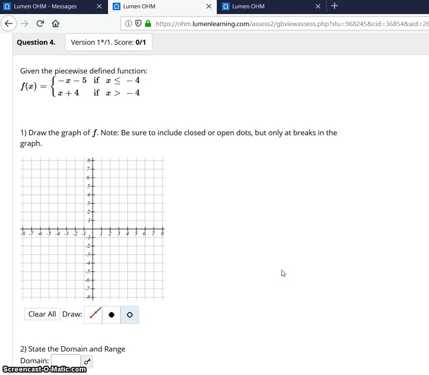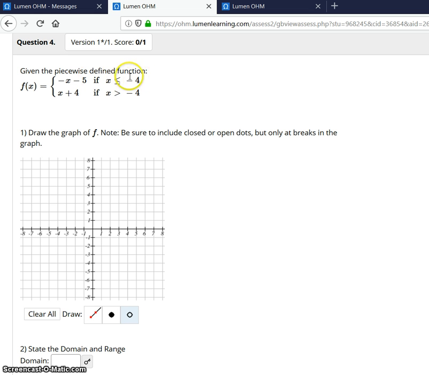All right, so your questions here kind of fall into two categories. Category one is how do I graph a piecewise defined function? And then category two is how do I write the equation? So let's talk about graphing first. If I asked you to graph -x - 5, you should recognize that that's a line. It has a slope of -1 and a y-intercept of -5.